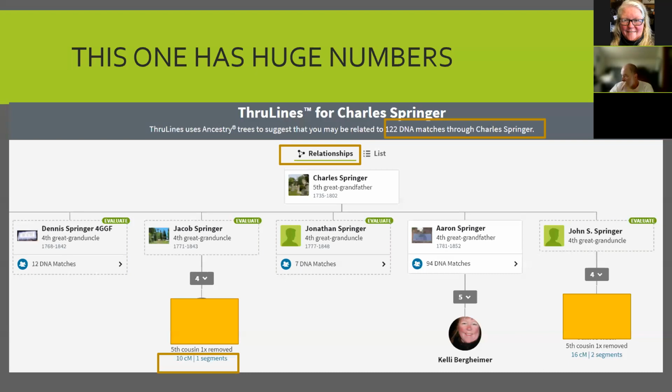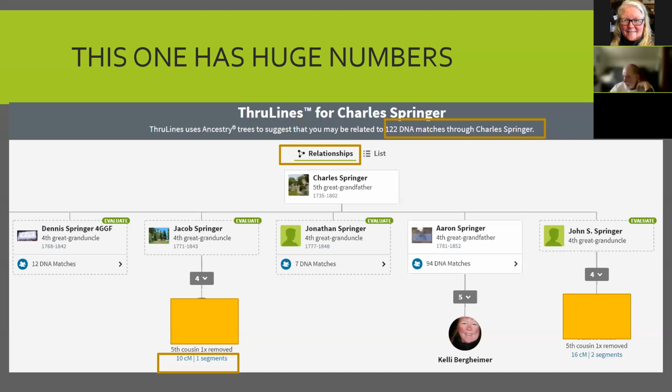The other thing I want to point out, if you look down at the bottom, is 10 centimorgans, one segment, for a fifth cousin once removed. That's a match. I am very leery about small segments. I generally don't look at much on ThruLines that's below 25. It's interesting. It might be relevant. It's possibly correct. But at the same time, small segments can be tricky. And when you're looking that far back, to a fifth cousin once removed, there are some really small segments that can be involved. And I could be related to that match in multiple ways, not just through Jacob Springer.